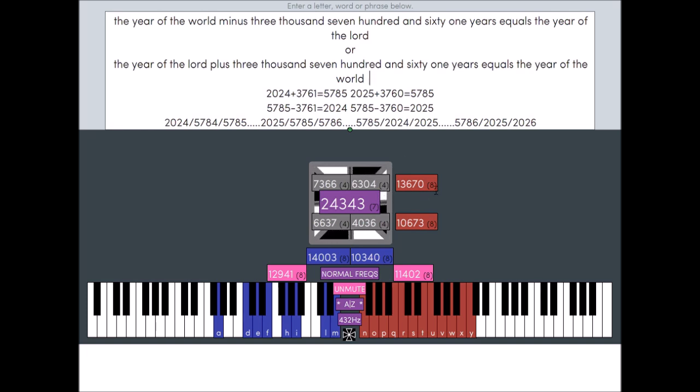So when I got it in here, there's a double key, right? I'm talking about it twice. The addition way from the year of the Lord plus, or the subtraction way from the year of the world minus. And then in these two keys, I've got reproduced the 3761.